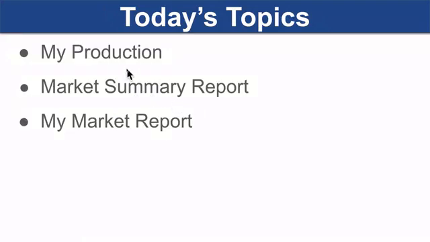We're going to look at three different areas, three different reports really. My production, and summary statistics, which give me a nice snapshot of my market activity, active, pending, sold over the past X amount of days or years. We'll look at the market summary report, as well as a little bit at the My Market report.